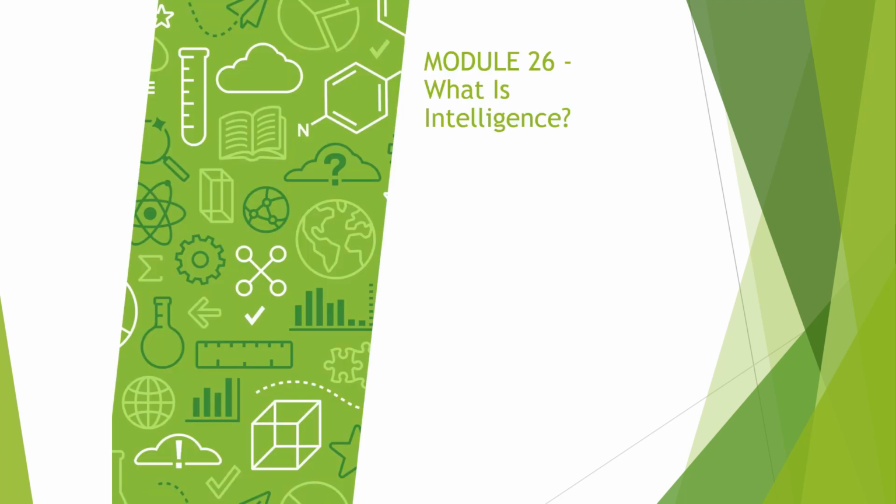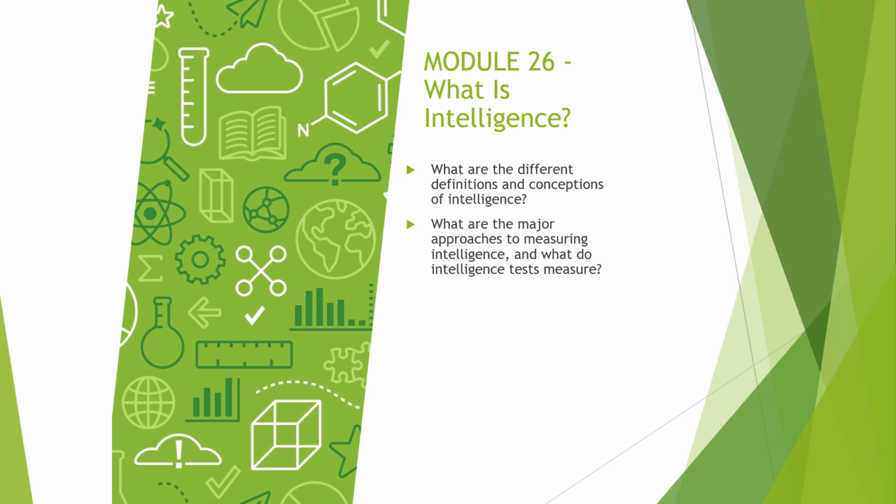Okay, so let's start off with module 26. What is intelligence? There are two questions that we are going to answer in this module. The first question is, what are the different definitions and conceptions of intelligence? You would think that there would only be one definition, but there are different definitions for intelligence. And then the second question is, how do we go about measuring intelligence? So what are the tests that are involved? And what do those intelligence tests actually tell us? What are they actually measuring?